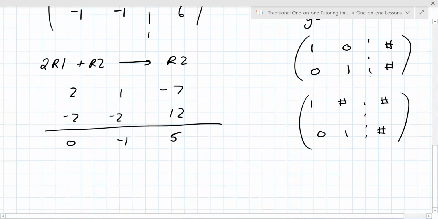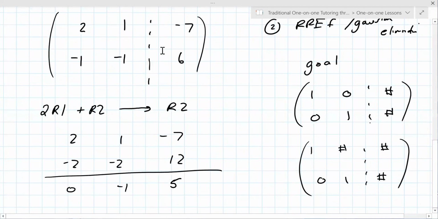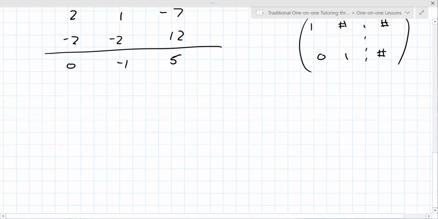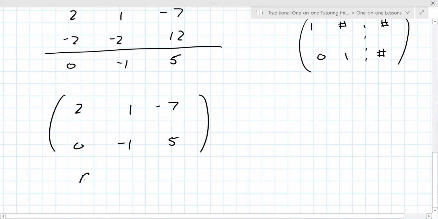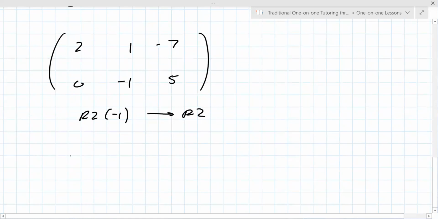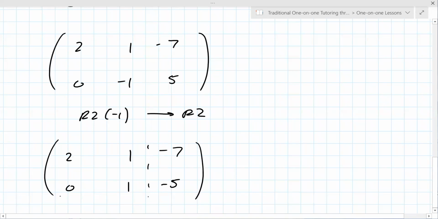Okay, so that becomes your new row 2. So you keep your row 1, 2, 1, -7, 0, -1, 5. Okay, so our goal is to get a 1 in this position down here. So you now take your row 2 and you multiply it by -1, and it becomes your new row 2. So you keep row 1. So it's 2, 1, -7, 0, 1, -5. And this second line here means that y equals -5.